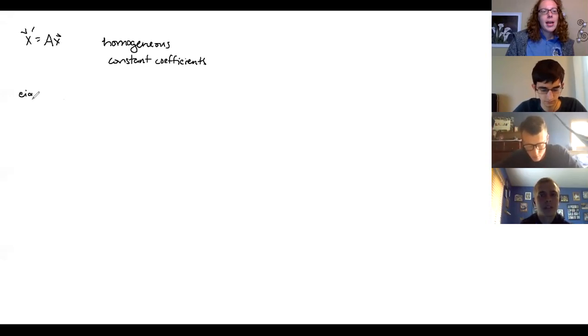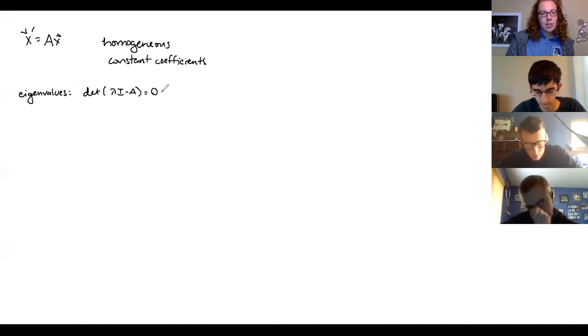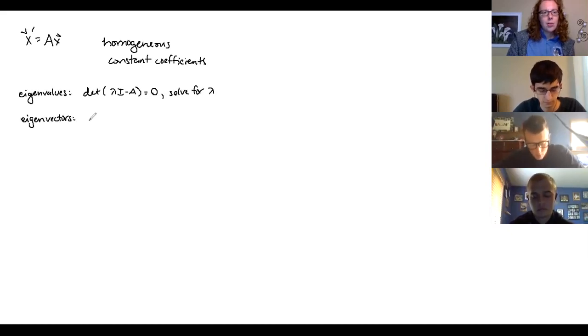So we want to find eigenvalues. And the way we do that is by taking the determinant of lambda I minus A and setting that equal to 0. And we want to solve for lambda. And then we want to find eigenvectors. And those are going to satisfy lambda I minus A times my vector v equals the 0 vector.